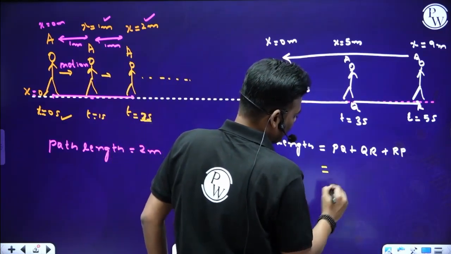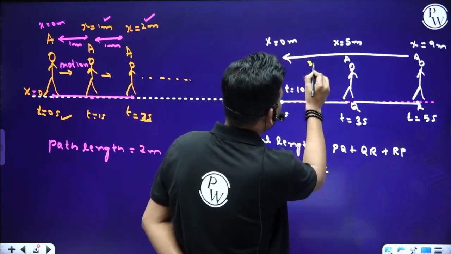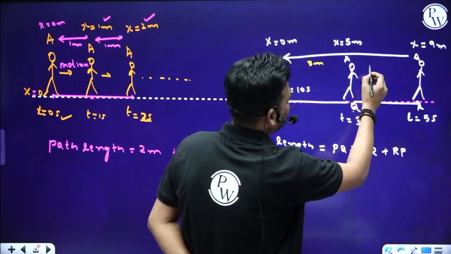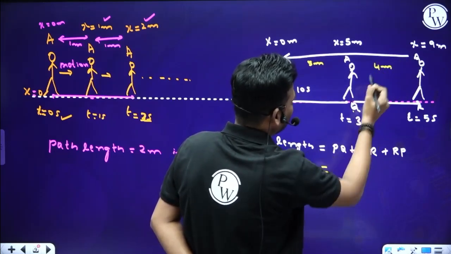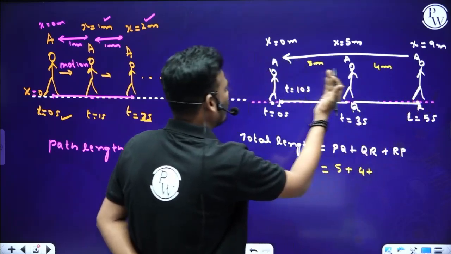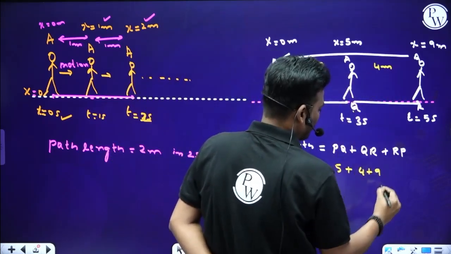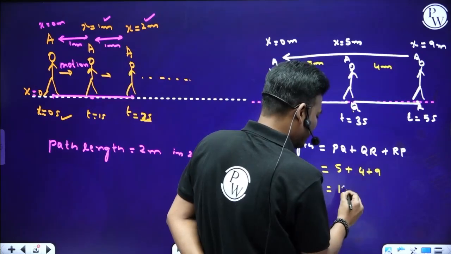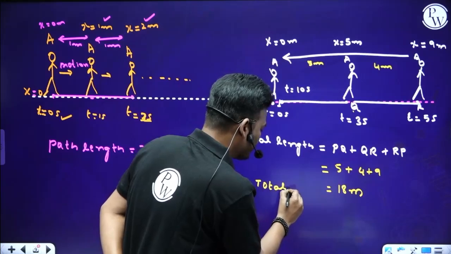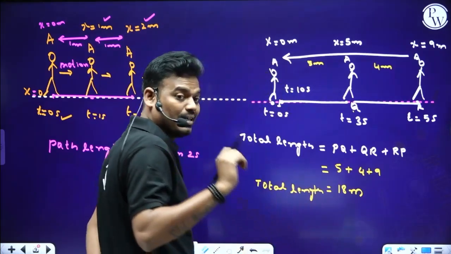Here you can see P to Q, what is the distance from here to here? 5 meter. And from here to here, 5 and 9, what is the difference? 9 minus 5, that is 4 meter. So that means 5 meter plus 4 meter, and R to P, that is 4 plus 5, that is 9 meter. So what is the total? 9 plus 9, that is 18 meter. This total length we call a distance.